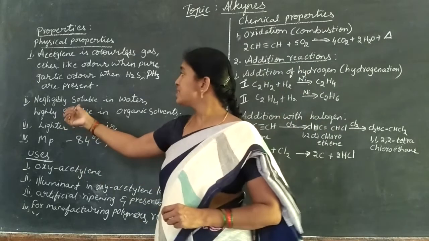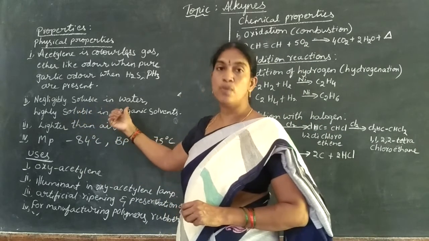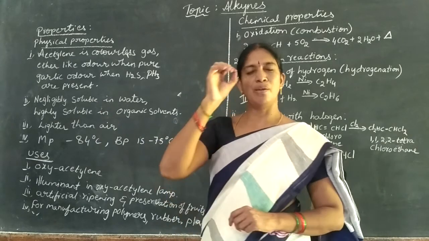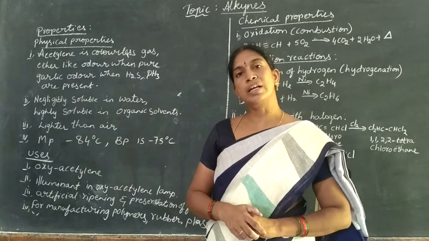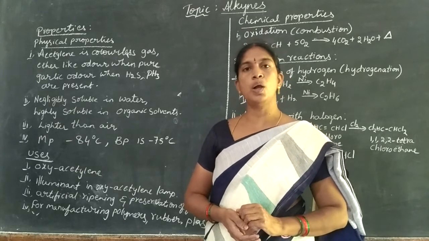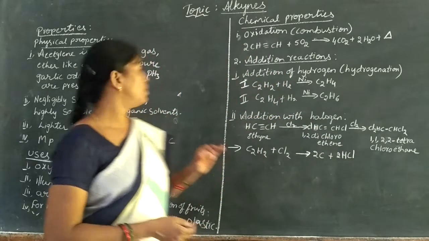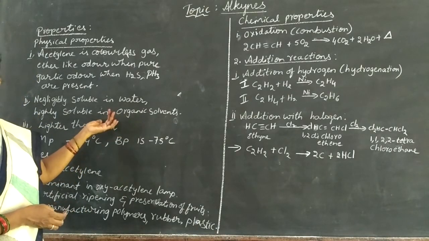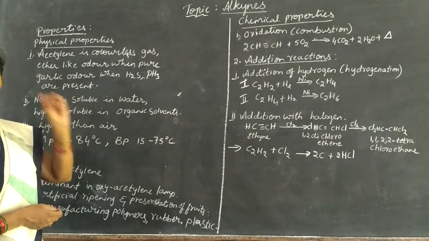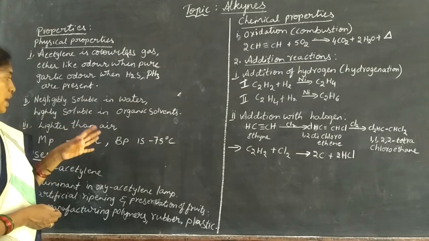And this is negligibly soluble in water. That means only a very small percent will dissolve in water. But in organic solvents like alcohol or acetone, it is highly soluble. So ethyne is soluble in organic solvents and very slightly soluble in water.